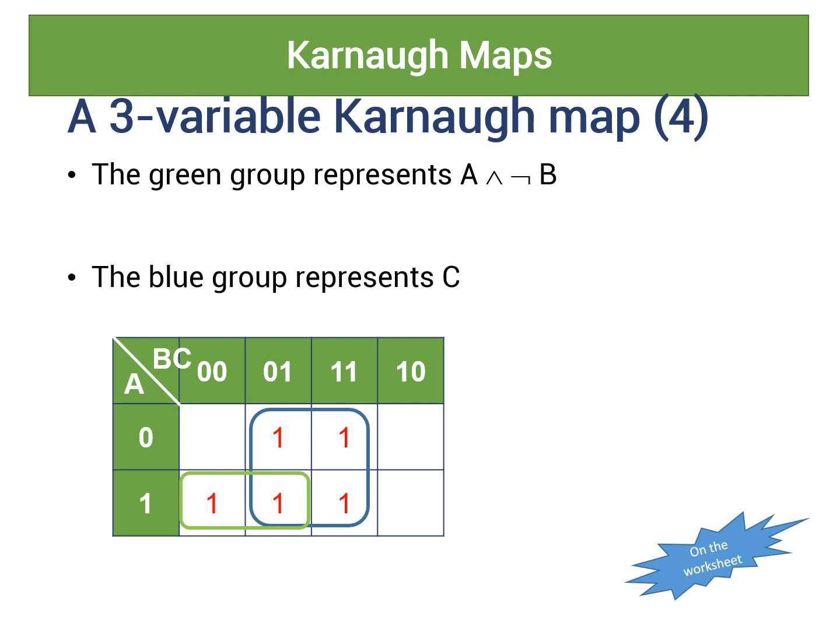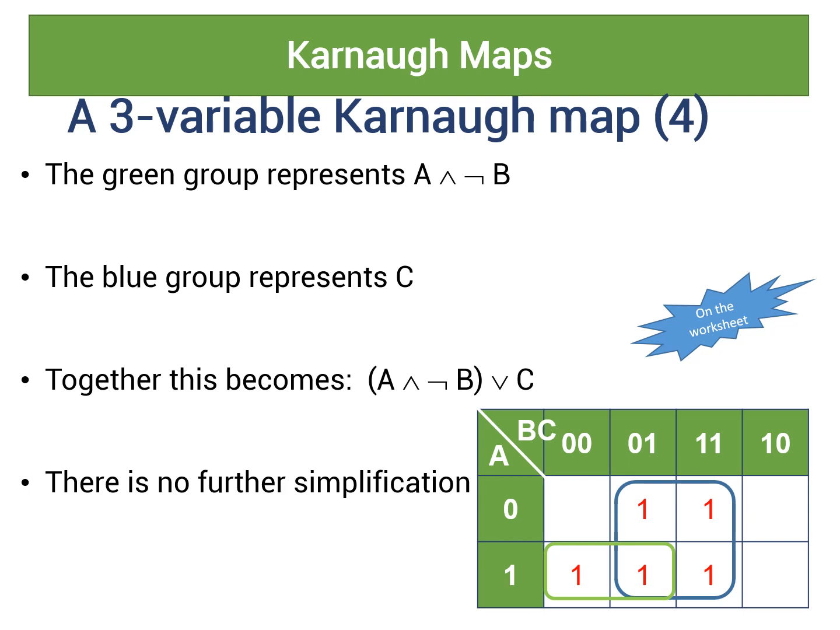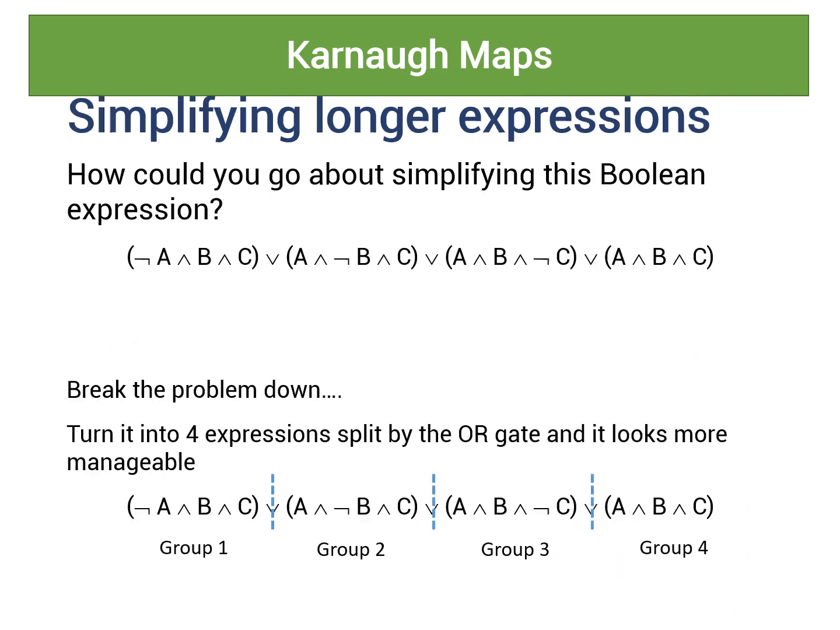And the blue group actually just represents C. Whenever C is on, this is actually going to be on with our output. So now we can put them together, and you can see here's our statement, A and not B, or C. There's no further simplification that we can do with this one.